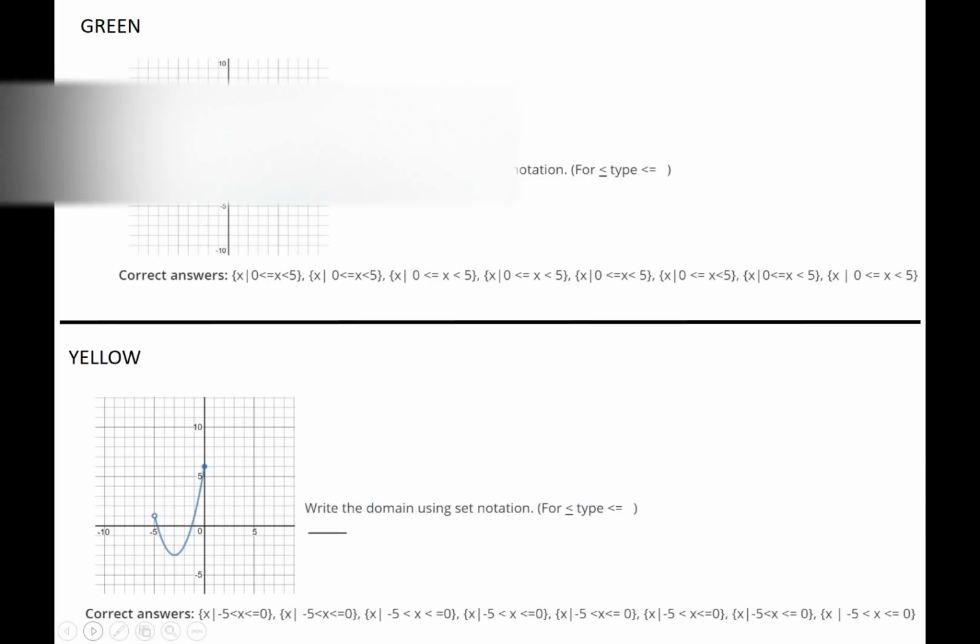All right. We're going to write the domain, and this time we have to use set notation. Remember, domain is x values, and set notation is the curly brackets. Most of us understood that curly bracket, even though we can't write it. And then it had to be an x in the middle.